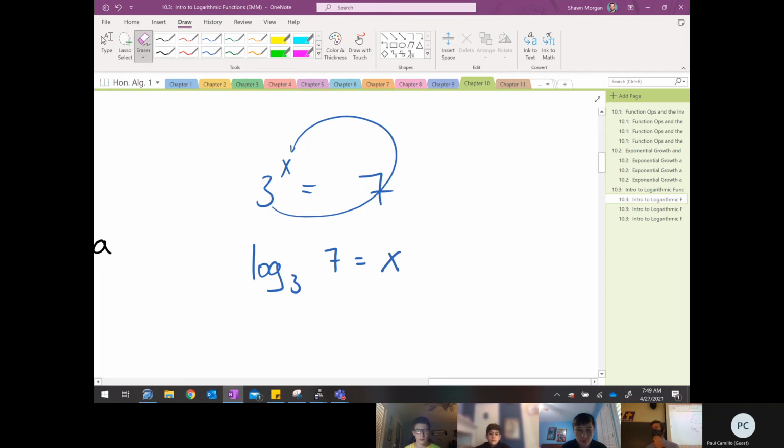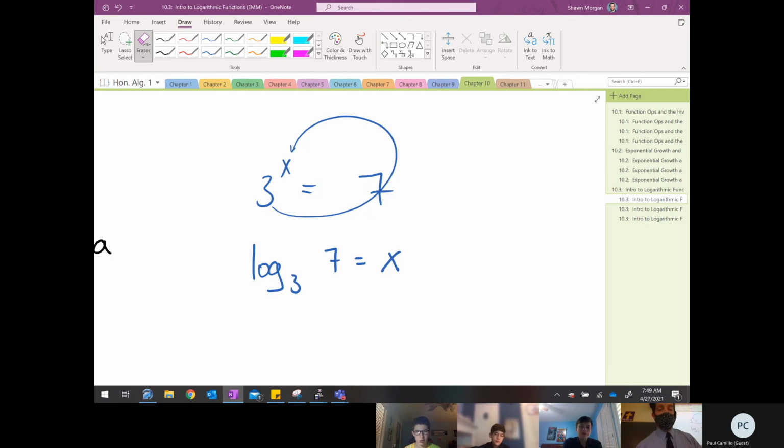A previously unanswerable question, right? Because we couldn't make the bases the same. I mean, 3 and 7, right? But now I've got x solved for. X equals what? Read this left-hand side for me. Log base 3 of 7.